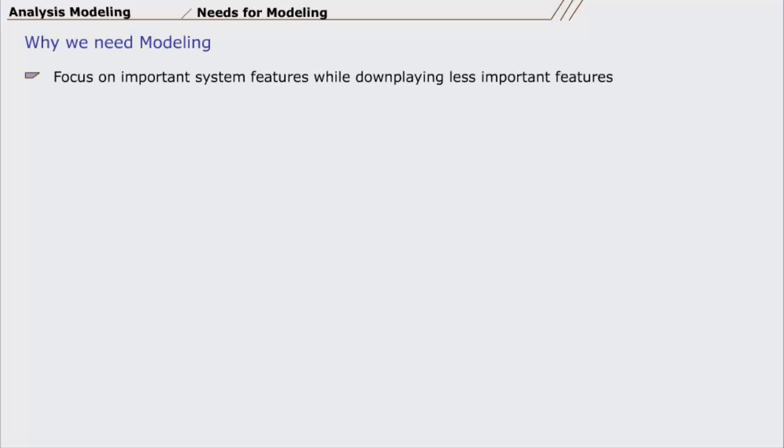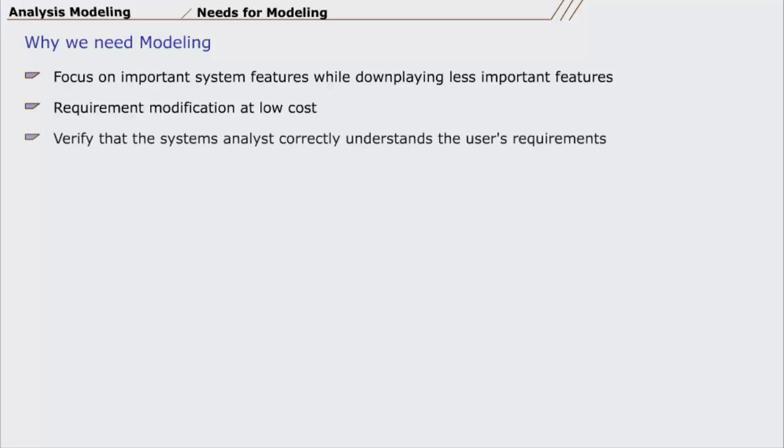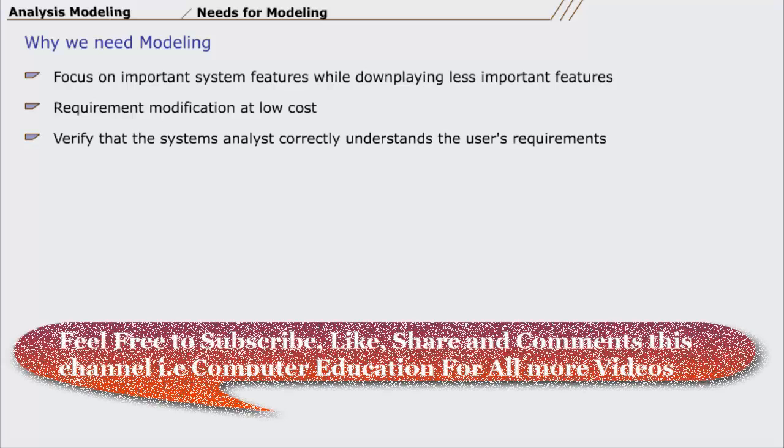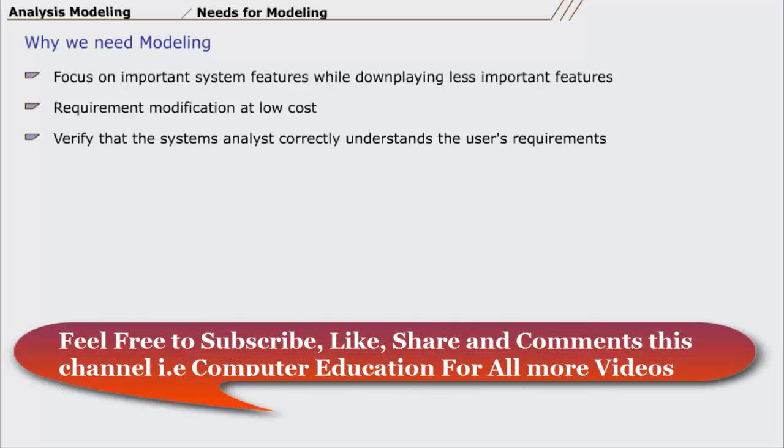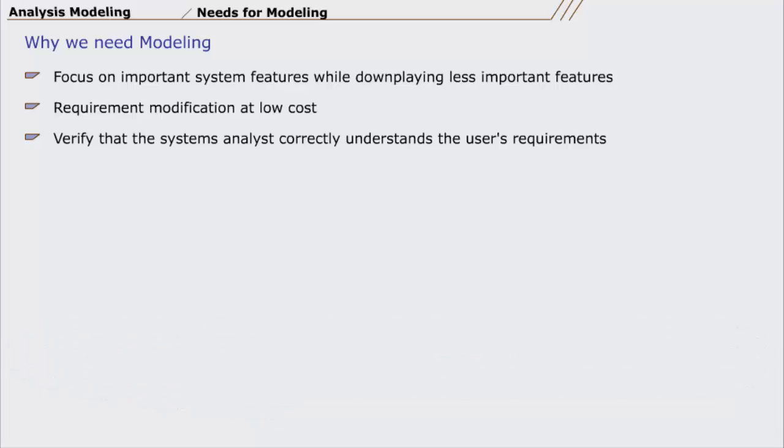The system analyst uses models to: Number 1. Focus on important system features while downplaying less important features. Number 2. Discuss changes and corrections to the user's requirements with low cost and minimal risk. Number 3. Verify that the system analyst correctly understands the user's requirements and has documented them in such a way that the system designers and programmers can build the system.